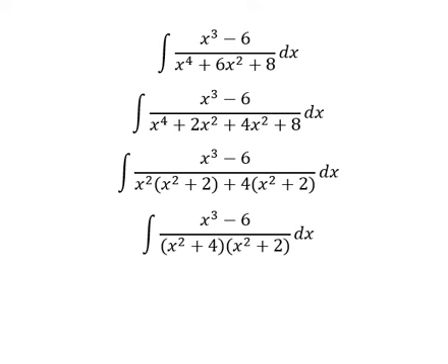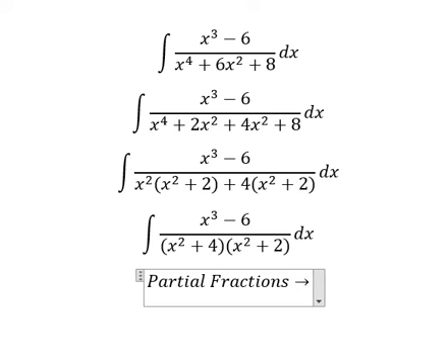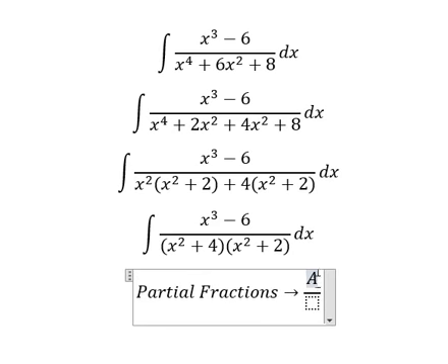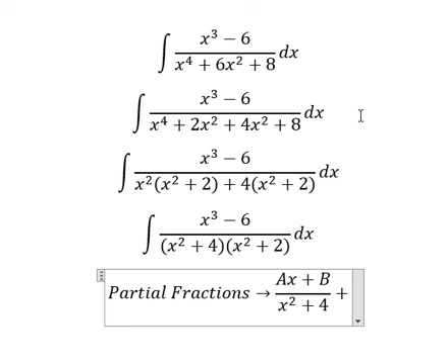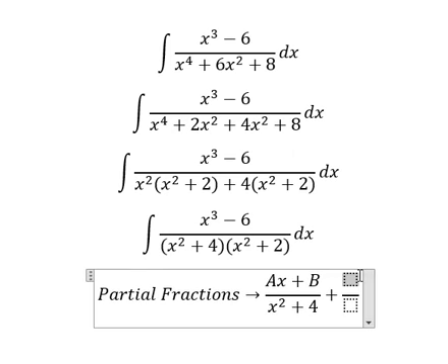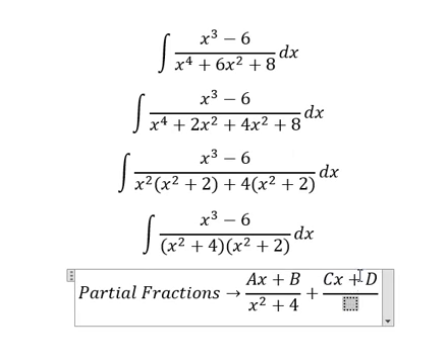Next, we can do about partial fractions. So, I will put about as plus b over s squared plus 4. And the next one, cs plus d over s squared plus 2. Because this is about the number 2 in here.